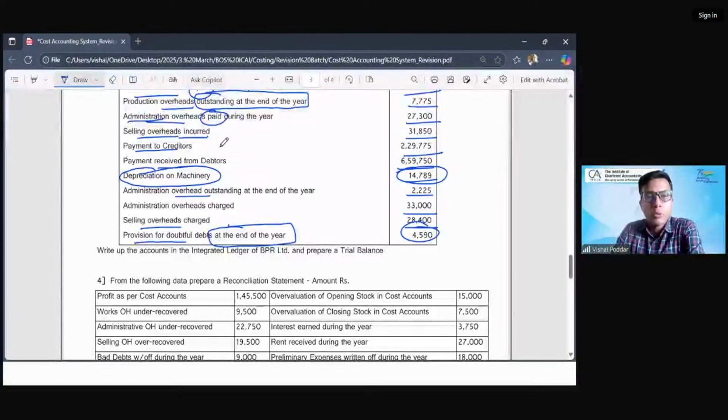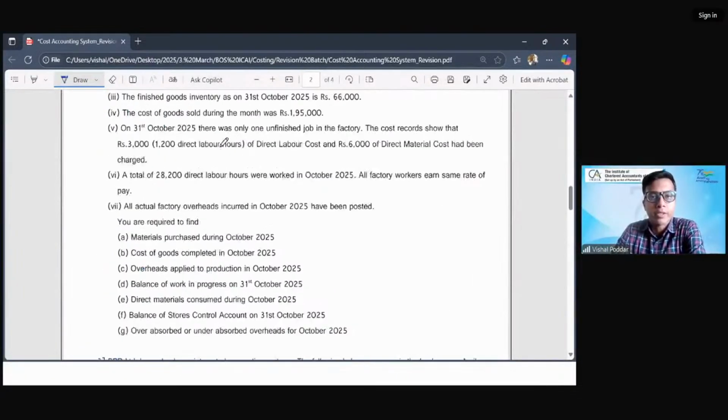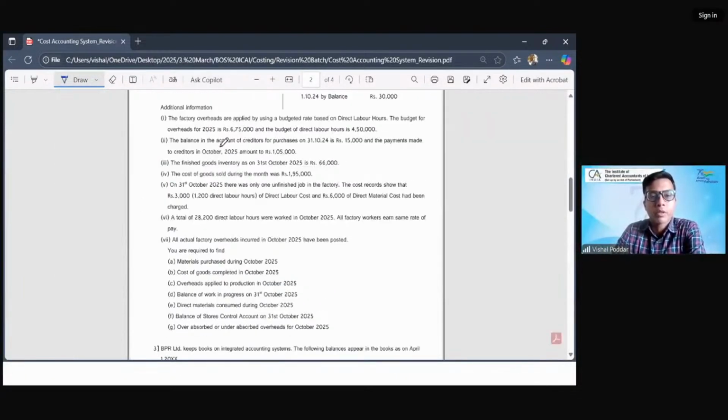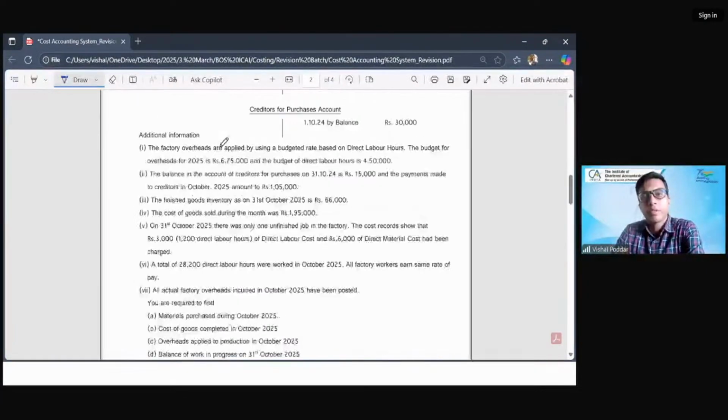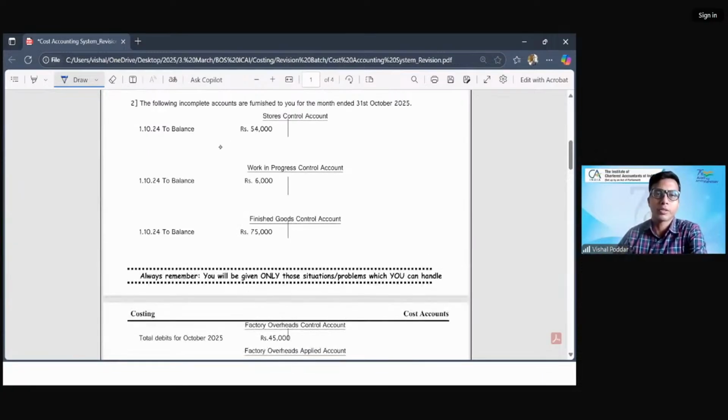Now, in question 2, we have something very interesting. We have a single entry type of sum, where you have the incomplete record. Single entry means here incomplete records question, where some data is missing and other data is given in bits and pieces, and we need to complete it.